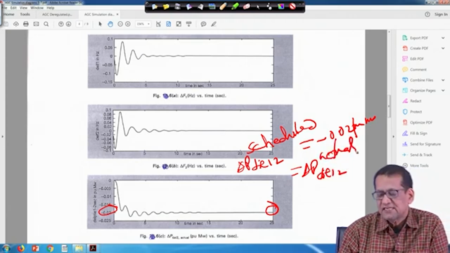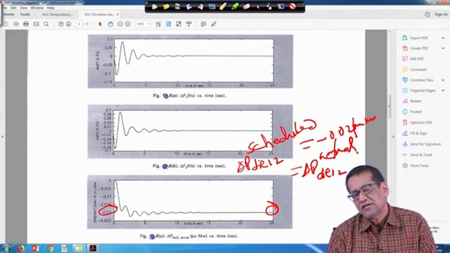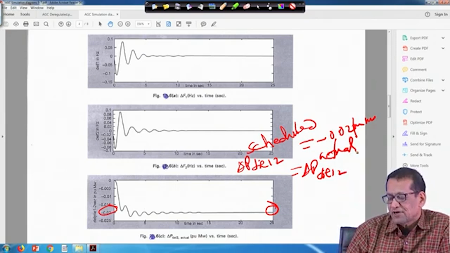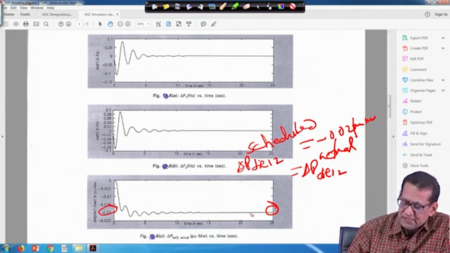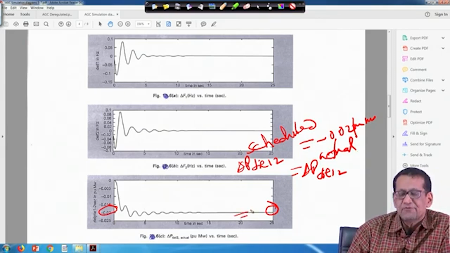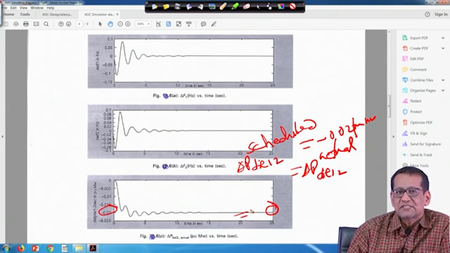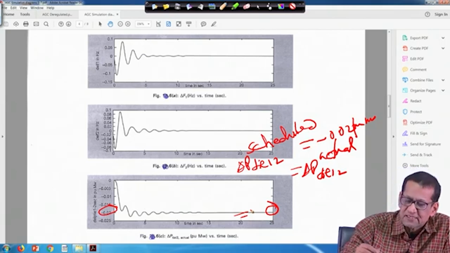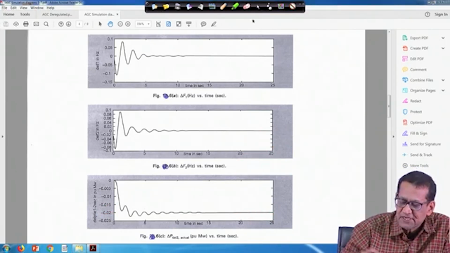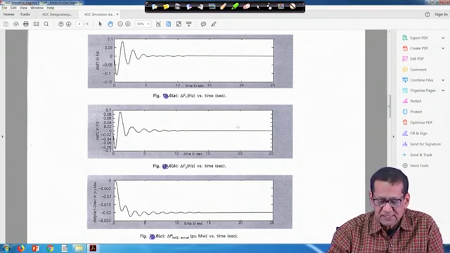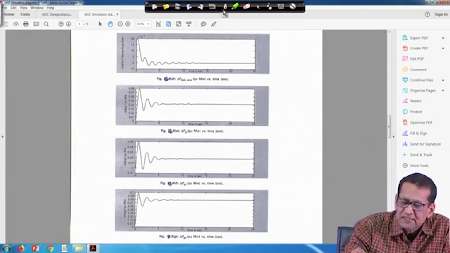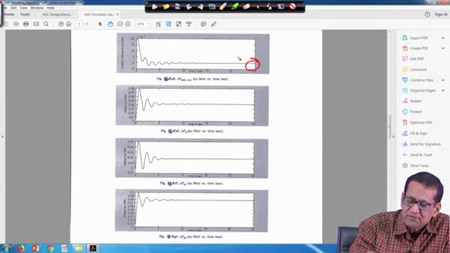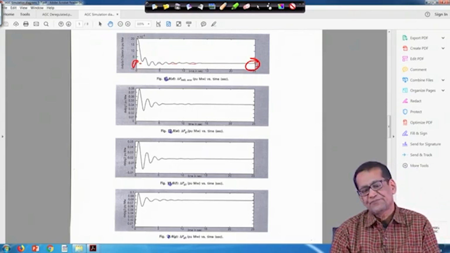Because at the steady state delta P tie 1 2 error will be 0. So, delta P tie 1 2 actual will be delta P tie 1 2 schedule power, that is minus 0.02. So, just to give you a feeling of the dynamic simulation, this is the result, right. Similarly, when you go to the generation, this is delta P tie 1 2 error, which at steady state will be 0, because this is the 0 line. So, it is actually 0, right.